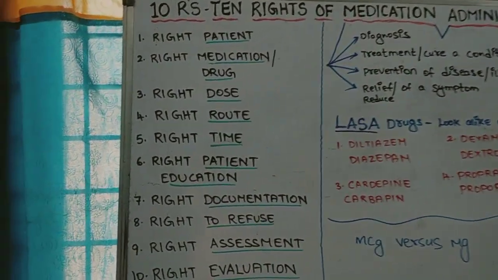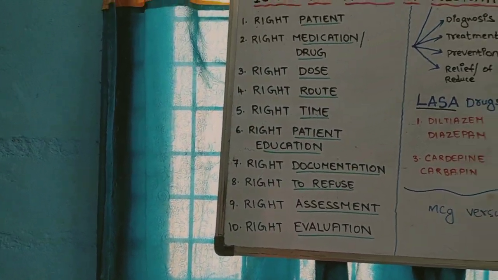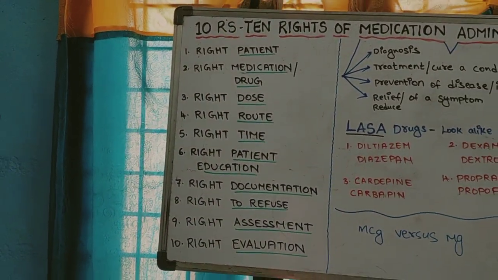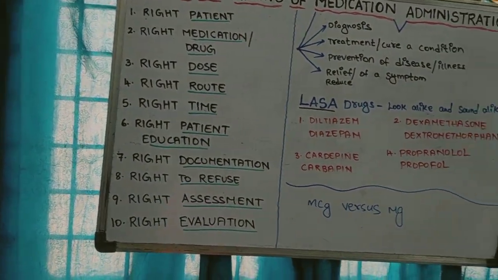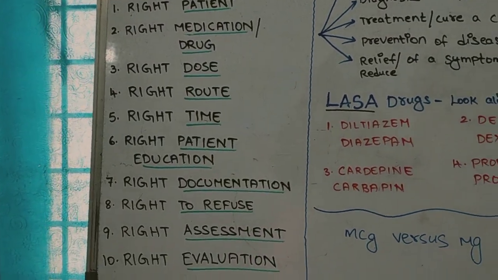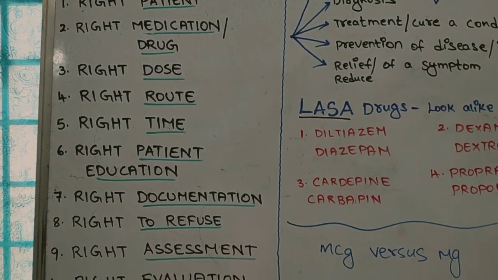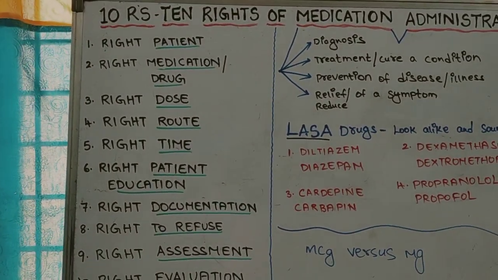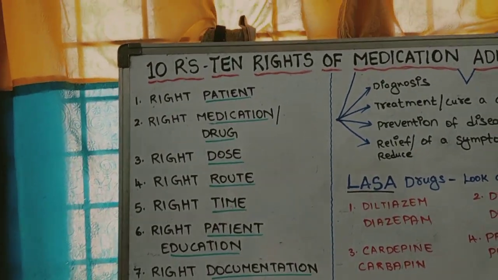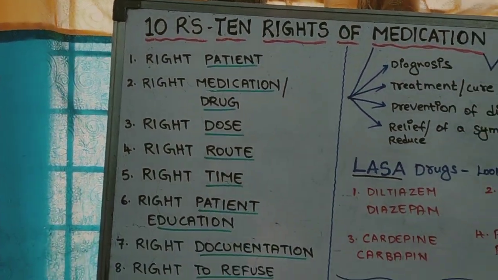Then the next right is right evaluation. Right evaluation is to ensure that the medication is working the way it should and has been reviewed regularly. After giving the medication, you have to see whether it is having a therapeutic effect or whether there are any side effects or adverse effects, and all this must be reported. So these are the 10 R's, or the 10 rights, of medication administration that we must follow.